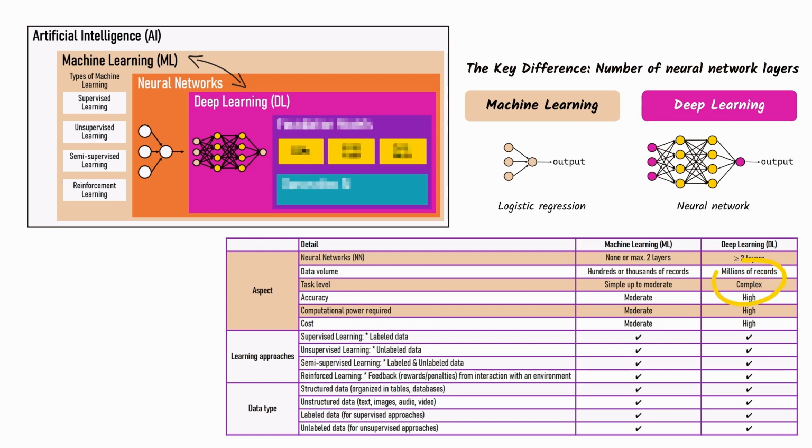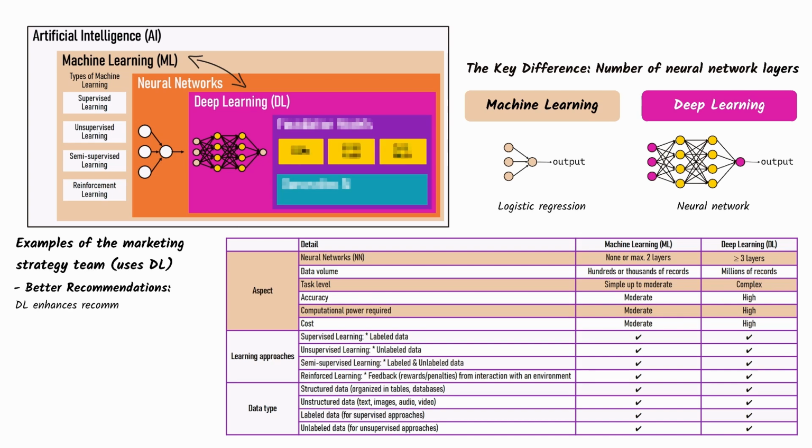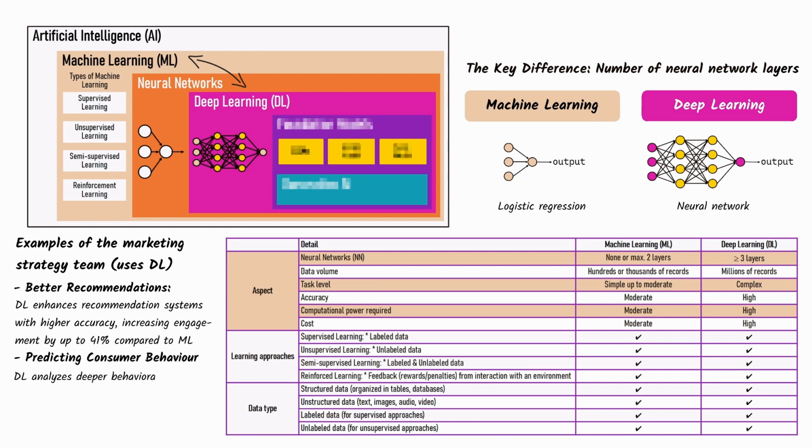For example, the marketing strategy team mentioned earlier leverages deep learning to handle larger data sets like millions of records and tackle more complex marketing tasks with high accuracy. Examples of the marketing strategy team: better recommendations. Deep learning enhances recommendation systems by predicting customer preferences with higher accuracy, increasing engagement by up to 41% compared to ML-based systems. Predicting consumer behavior. Deep learning analyzes deeper behavioral patterns to forecast demand for products, optimize inventory management, and improve supply chain efficiency.